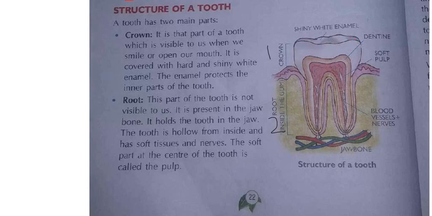Okay, next moving to the second part, that is the root. Can we see this root? No, we can't see this root. It is inside, but we can't see it. Where is it present? It is present in the jawbone. Here it is, see, jawbone. We have an upper jaw and a lower jaw, children. In this jawbone the root will be present.